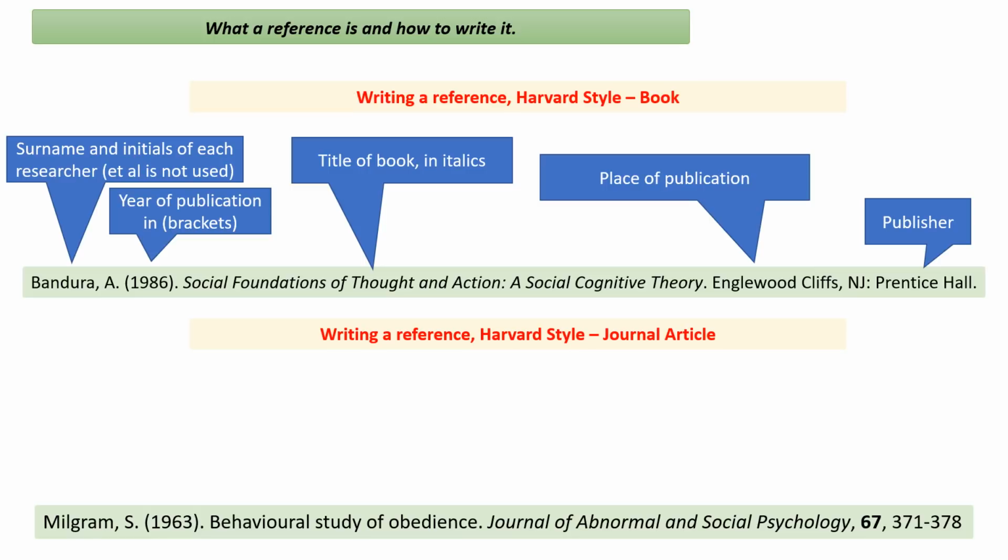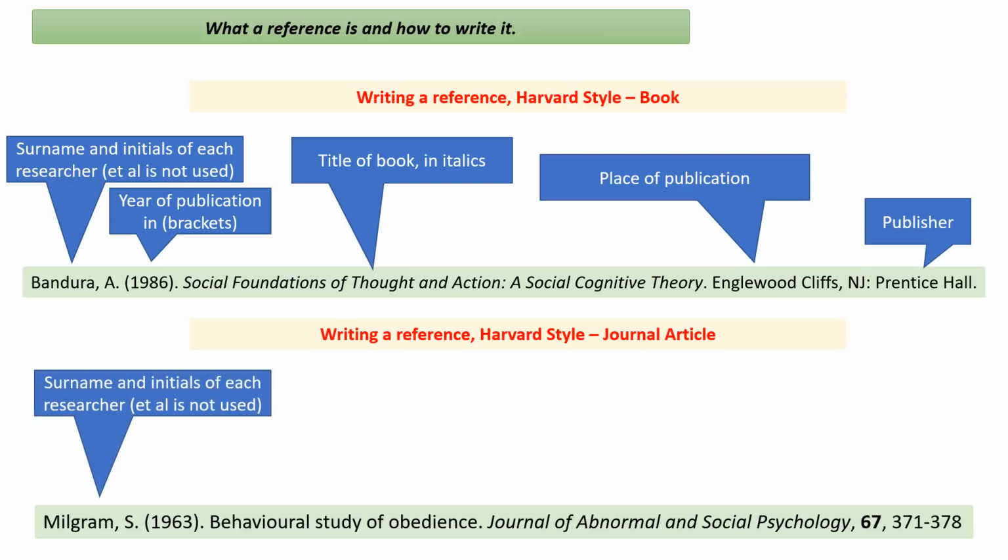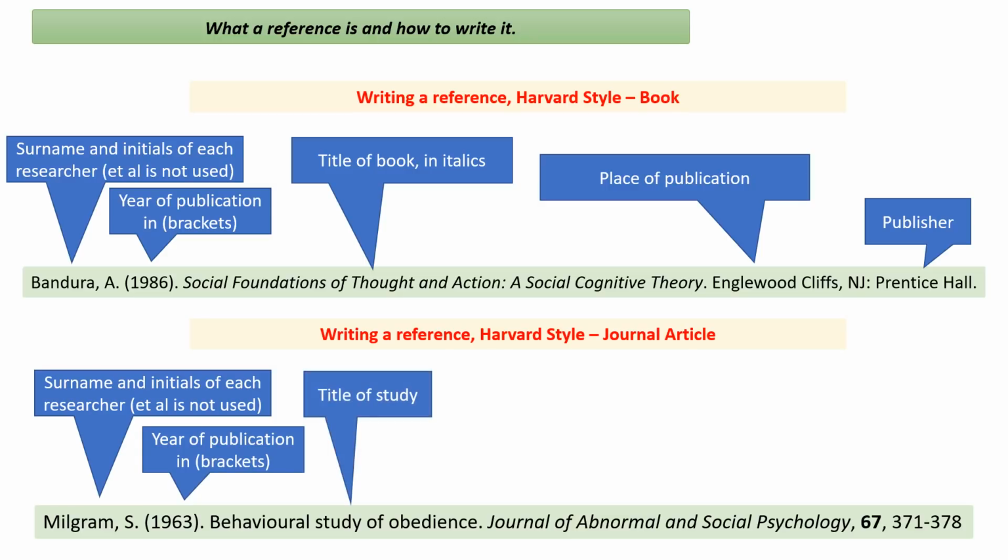So we might need to reference a book, or we might need to reference a journal article. Referencing a journal article is quite similar. Again, we start with the surname and the initials of each researcher. Again, we don't use et al. We put the year of the publication of the research article in brackets. We put the title of the study and then the journal title. So when articles are published, they're gathered together in journals, a little bit like magazines. The journal title in this case is put in italics.